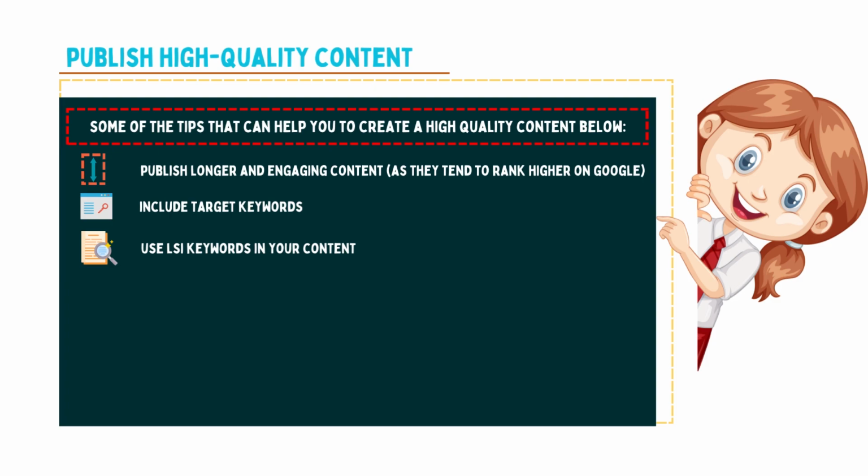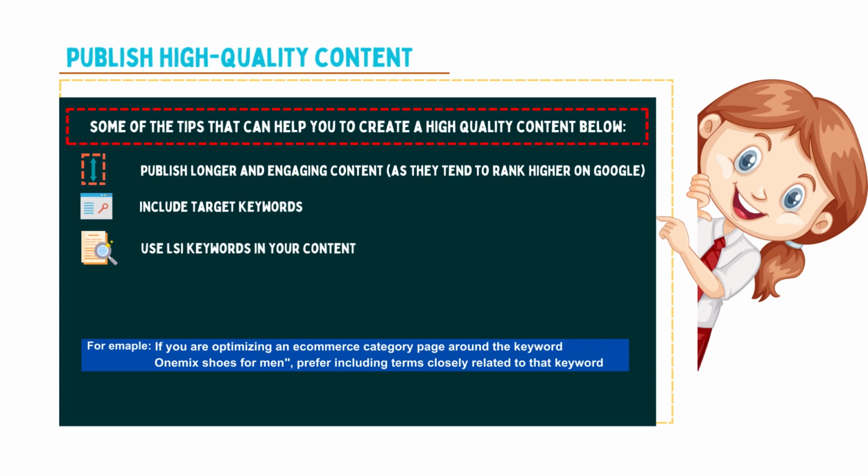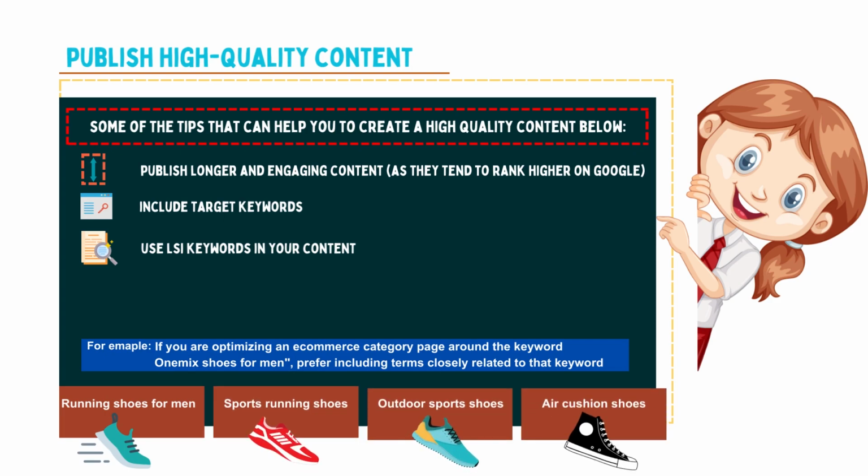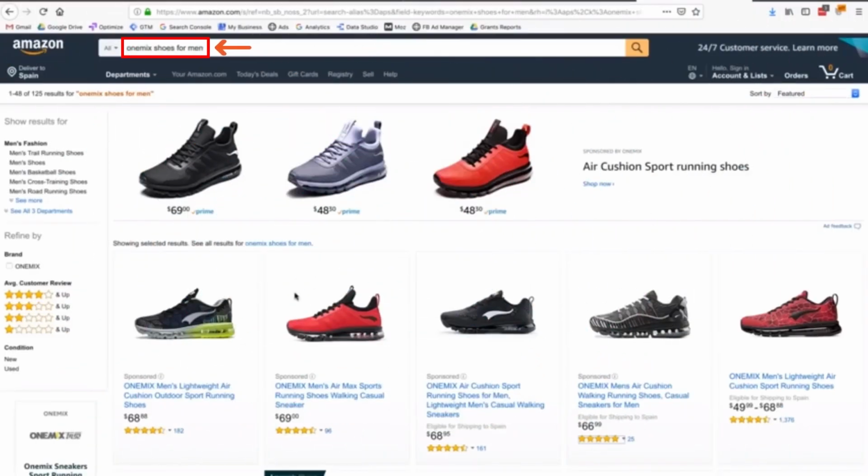If we consider optimizing an e-commerce category page for the keyword "one mix shoes for men," we can explore closely related keywords to incorporate into the content. For instance, relevant keywords could include running shoes for men, sports running shoes for men, outdoor sports shoes, or air cushion shoes. To gain insights, let's take a look at an example on Amazon by visiting the "One Mix Shoes for Men" page.